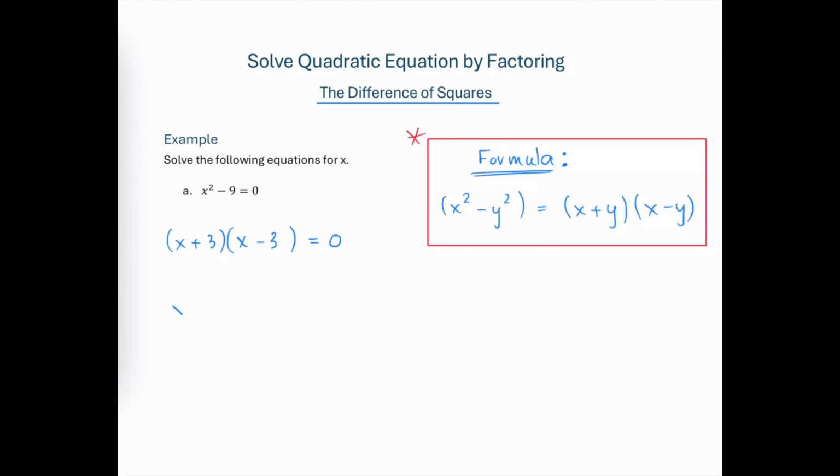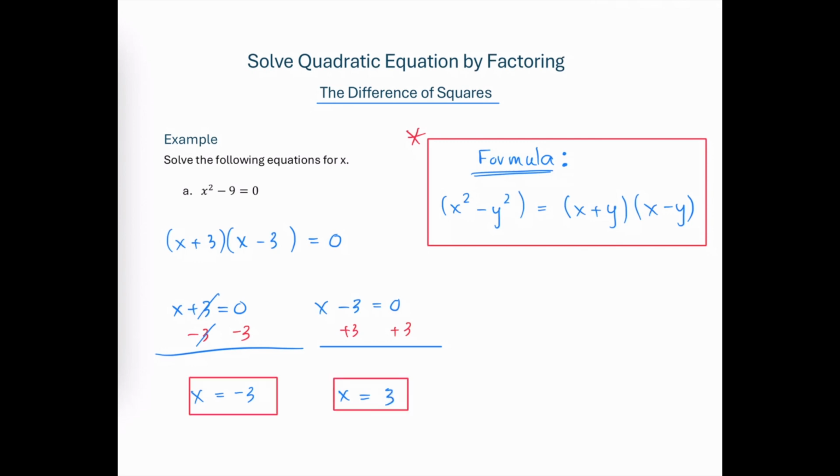Now that it's factored, we can set each of those factors equal to 0 and solve for x. So we subtract 3 from both sides of the first equation to get x is equal to negative 3, and then add 3 to both sides of the second equation to get x is equal to positive 3. And these are the two x values that would plug back into the original quadratic to make a true statement. These are our solutions.